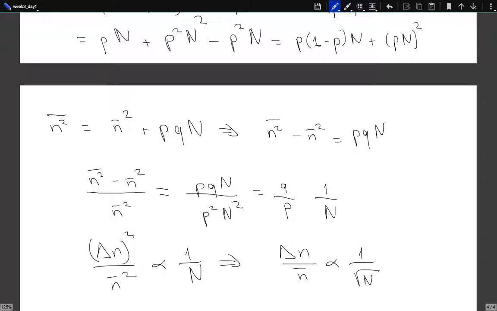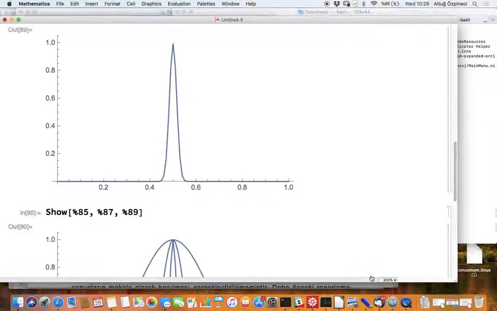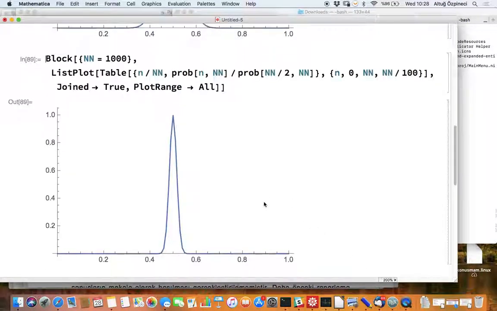So basically it tells me that this delta n is how much it deviates from the equilibrium, from the average value. And we see that the fractional deviation goes to 0 as the number of particles goes to infinity. So this is basically what we had observed over here. You see, as the number of particles gets larger and larger, there is no significant deviation from the average value, which is the most probable value.